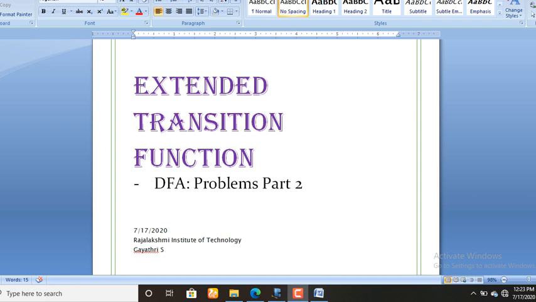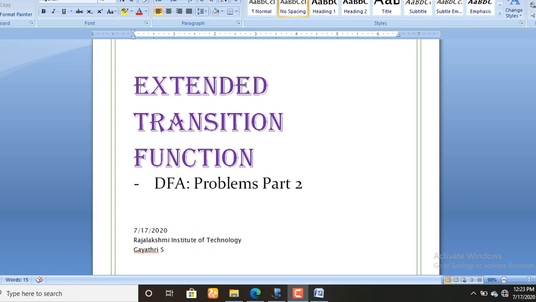Today in this lecture, let us see about the extended transition function. We have already known the term transition function, that is delta. You can represent the transition function in one of two notations. The first one is the transition diagram. The second one is the transition table. These are the two notations used to represent the transition function.